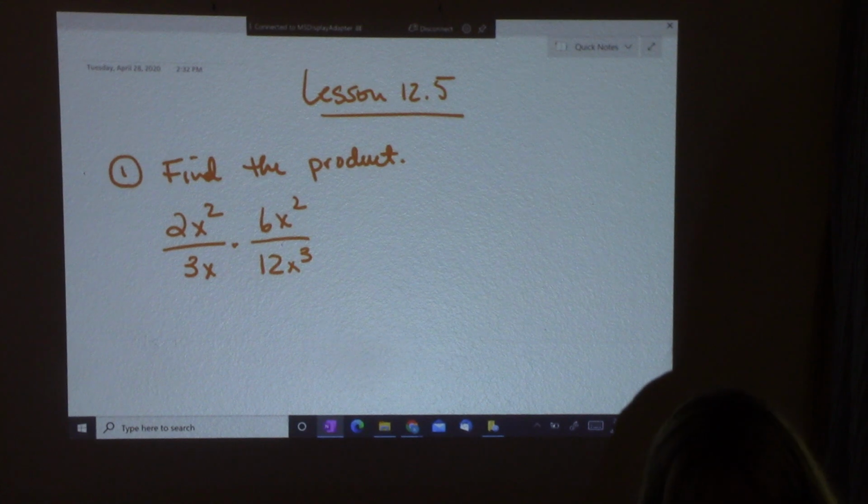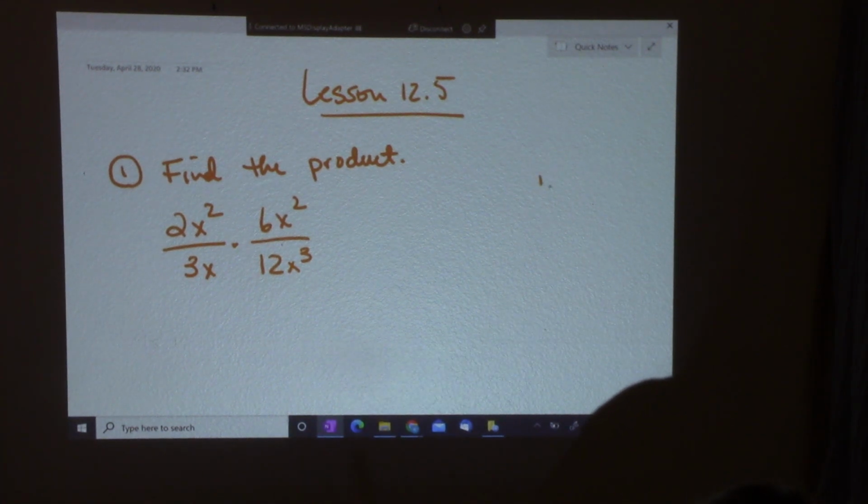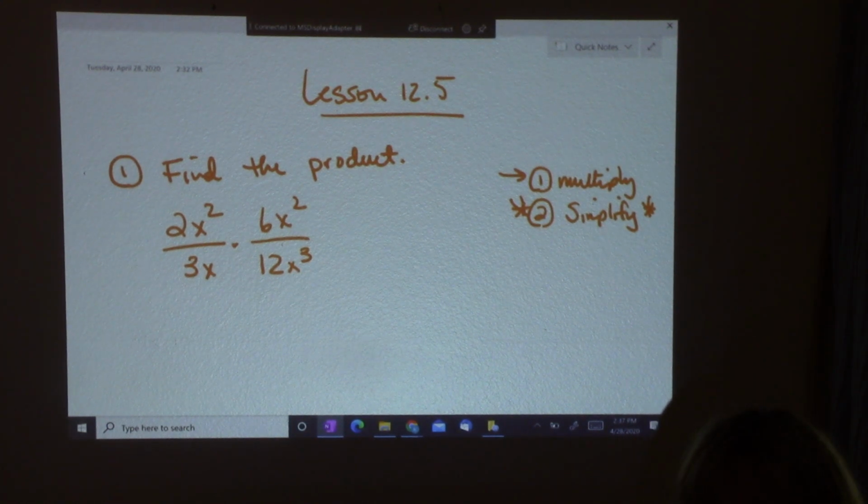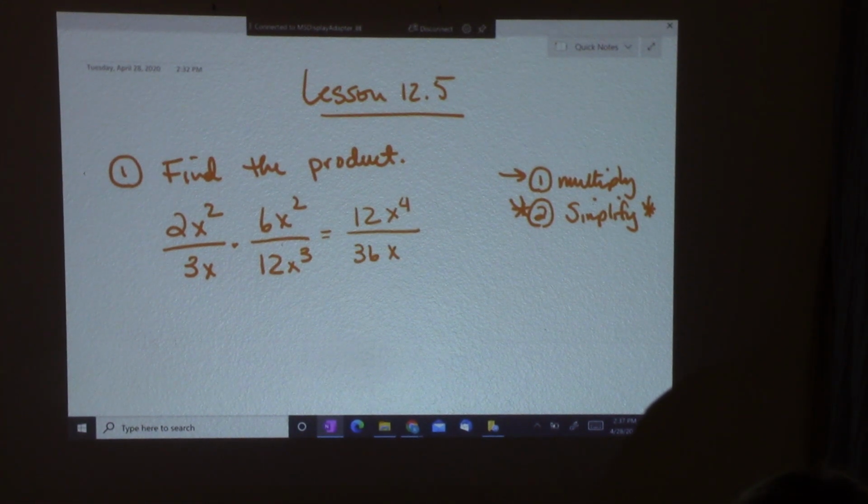Okay, so you're going to do two things. You're always going to multiply when the directions say find the product, but then the second part, which is just as important, is the simplifying. So don't just do number one, you must also do number two. That is really important in this lesson. So let's multiply across. This is an easy one. 2 times 6 is 12, and then we add our exponents, right? Over 36x to the fourth.